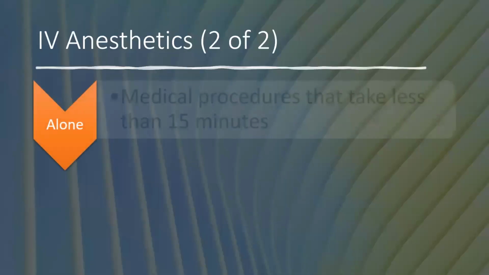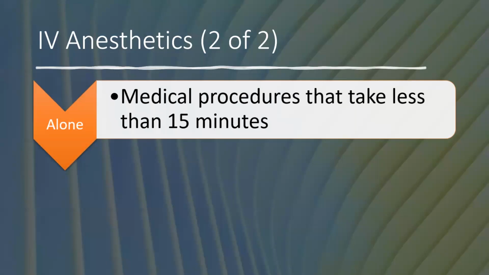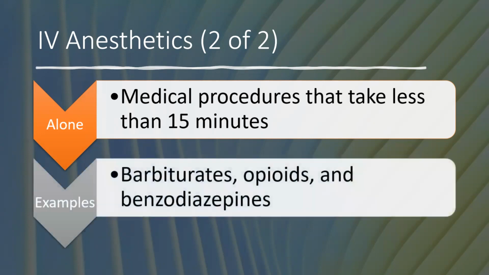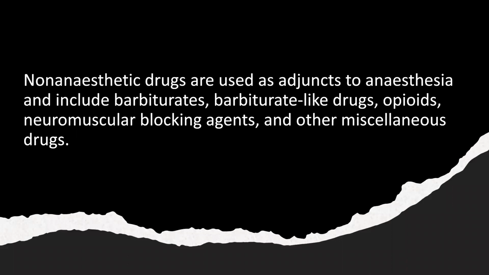If an IV anesthetic is given alone, it is only for medical procedures that take less than 15 minutes. For example, barbiturates, opioids, and benzodiazepines are given when we use IV anesthetics alone. Now, non-anesthetic drugs are used as adjuncts to anesthesia and include barbiturates, barbiturate-like drugs, opioids, neuromuscular blocking agents, and other miscellaneous drugs. We give these drugs alongside the anesthetic so that they show an adjunctive effect.